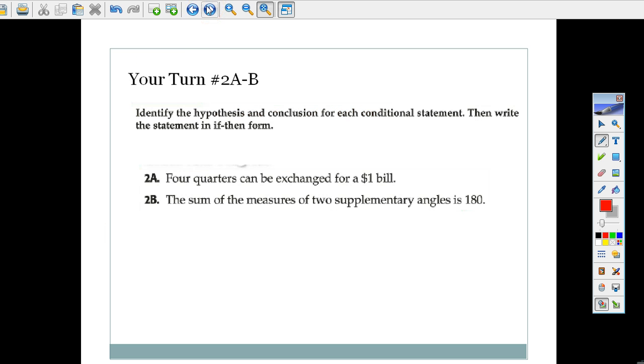Okay, so here's your example 2A and 2B. Identify the hypothesis and conclusion for each conditional statement. Then write the statement in if-then form. So for each of these problems, you need to tell me what the hypothesis is.